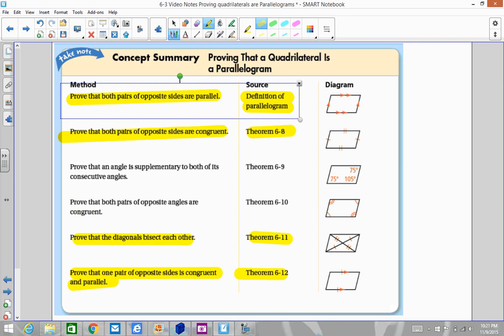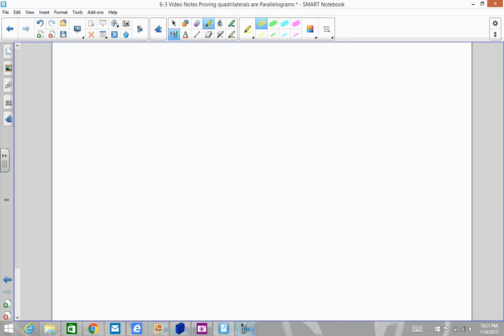I'm going to give you a figure on a coordinate plane. I'm asking you to prove it's a parallelogram. You're going to have to be able to do the work and show it. And that wraps up our video for tonight.